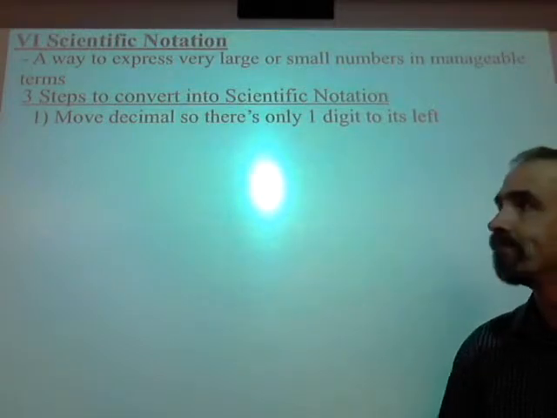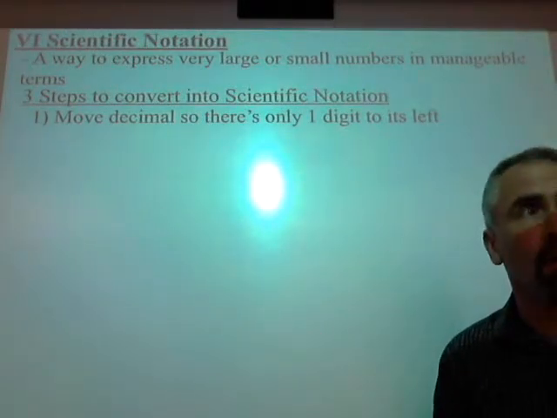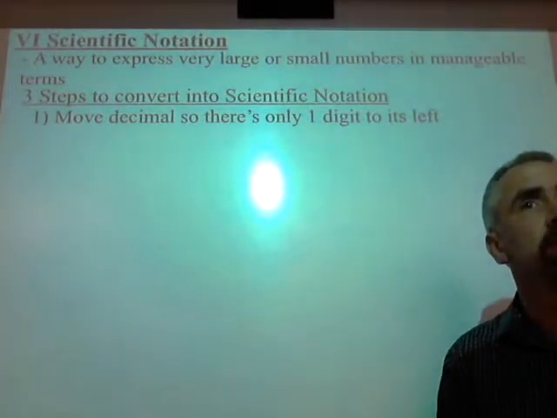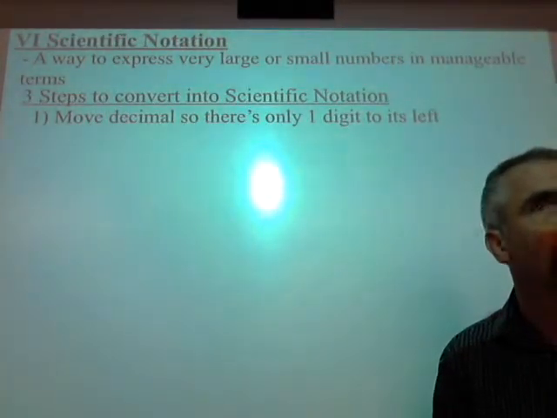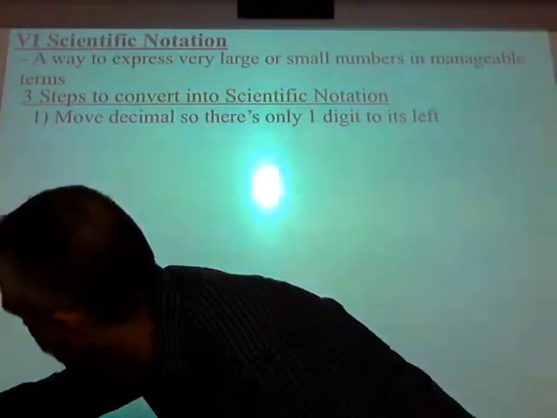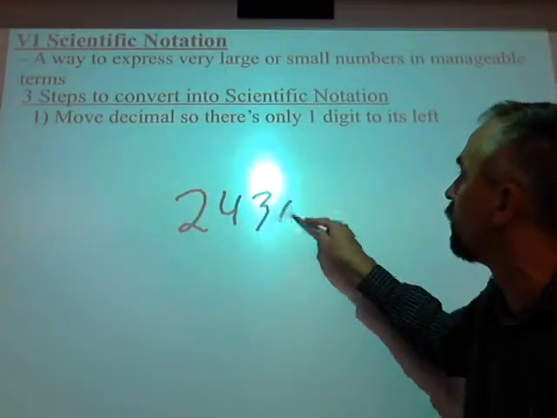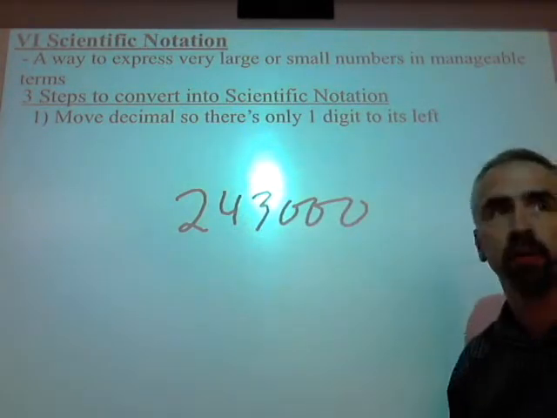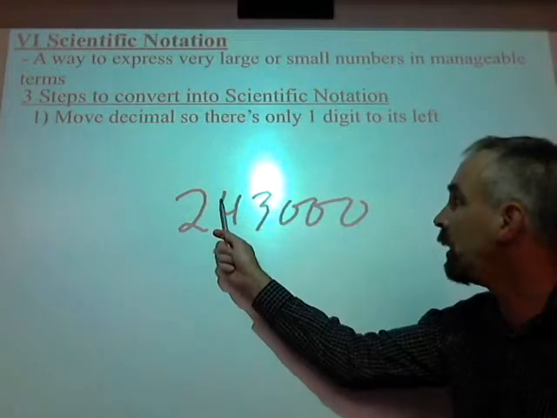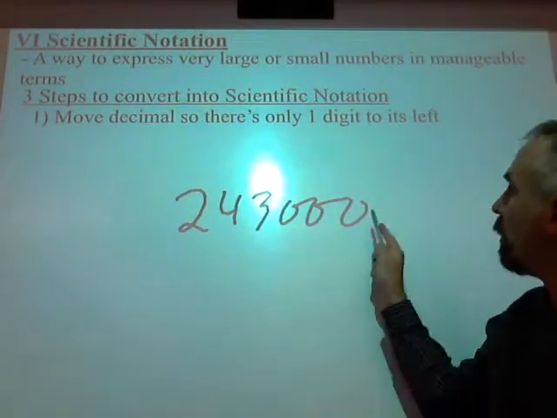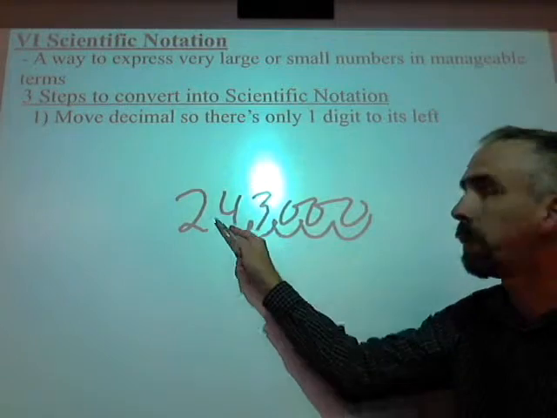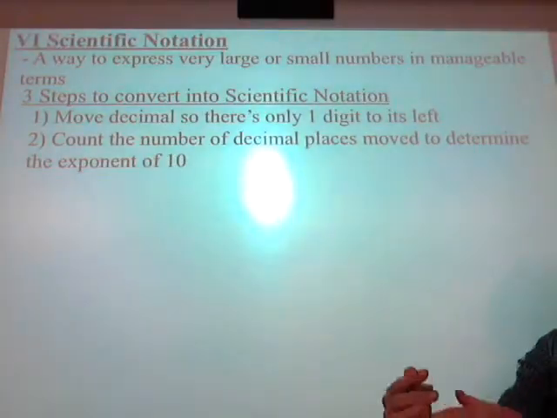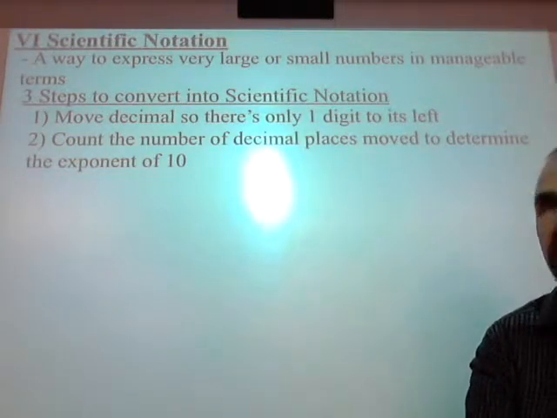However many there is. Not however many zeros there are, but however many... what's the word? Say for example I have 2, 4, 3, 0, 0, 0. You would not say, oh, I'm going to have an exponent of 3 because I have 3 zeros. I don't go by how many total numbers I have. I go by how many places I moved it. How many places I moved it, okay? Count the number of decimal places moved to determine the exponent of 10.